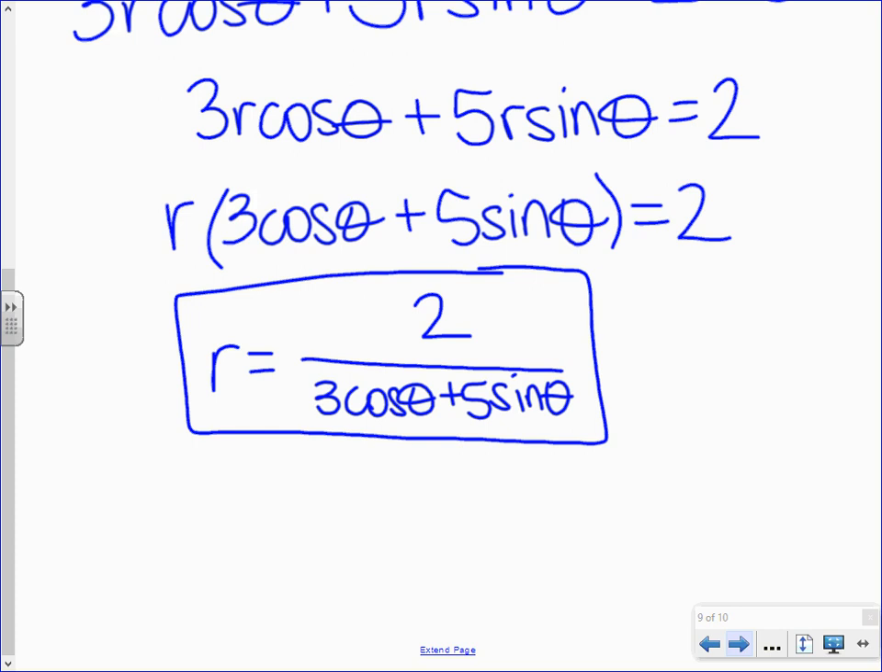Okay? You're going to find that there are equations that are a lot nicer in polar form, and there are equations that are a lot nicer in rectangular form. And we'll get to play around with those throughout the next few days.